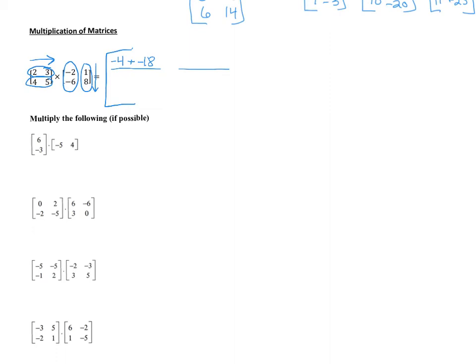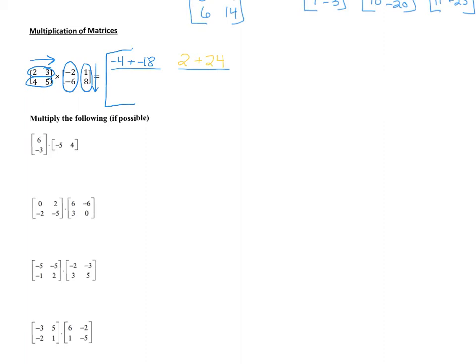So when I do that, I'm going to get 2 plus 24. So I'm going to do 2 times 1 plus 3 times 8. So I'm going to use the first row and I'm going to multiply it by each column, and that gives me the first 2 spots in my matrix.